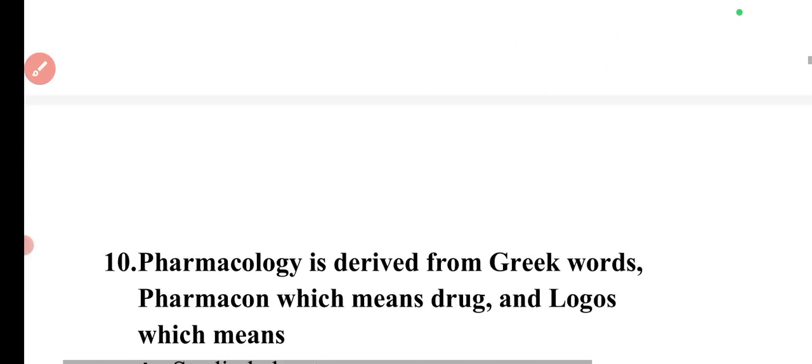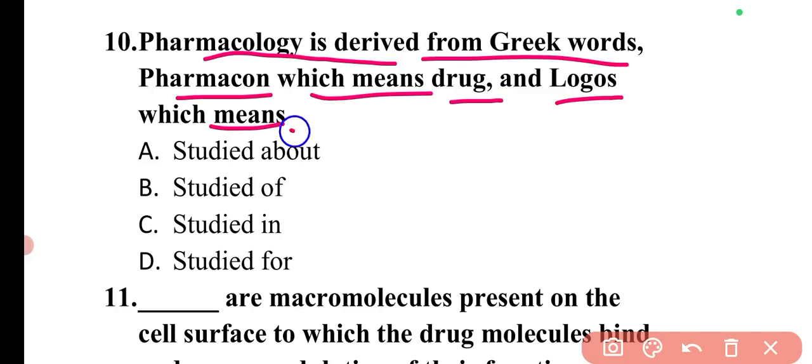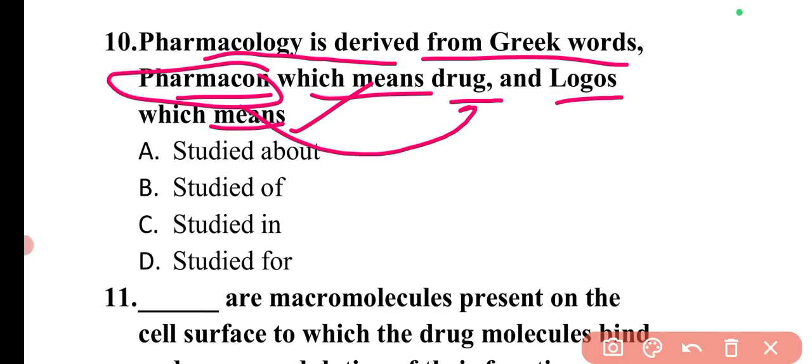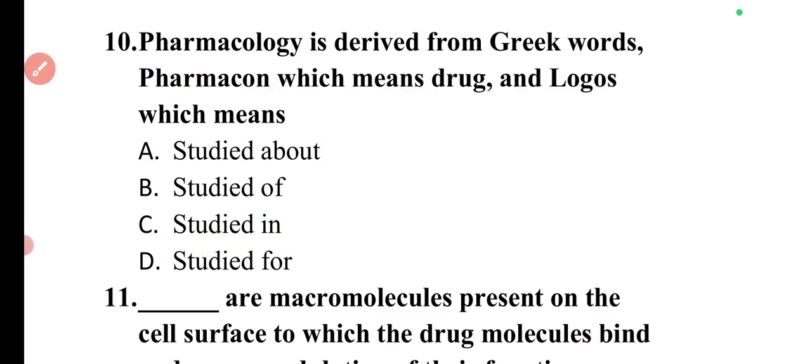Then moving to next question. The question is, pharmacology is derived from Greek words pharmakon, which means the drug, and logos, which means. So pharmacology is derived from two Greek words. One is pharmakon, and you need to know its meaning, that is drug, and logos means the study of. So drug study. Here option C will be the correct answer.